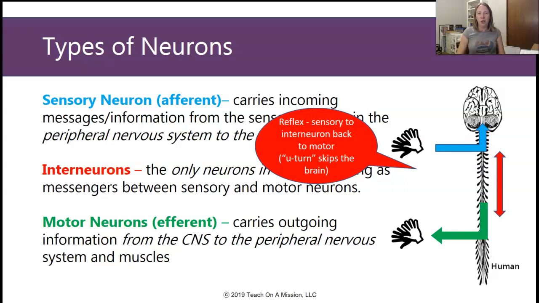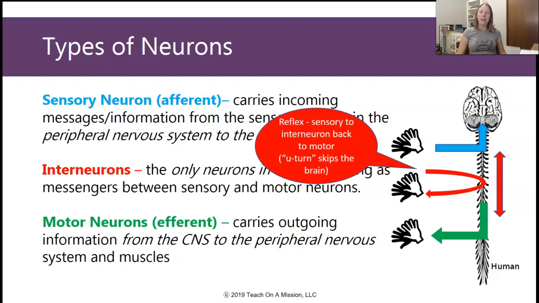And that will ensure that you don't waste time with that sensation going to your brain for your brain to ponder what's going on and then to say, uh-oh, I better send a message to my motor neuron. So the interneuron is capable of a U-turn and skipping the brain, and that is how the interneurons create a reflex in your body.